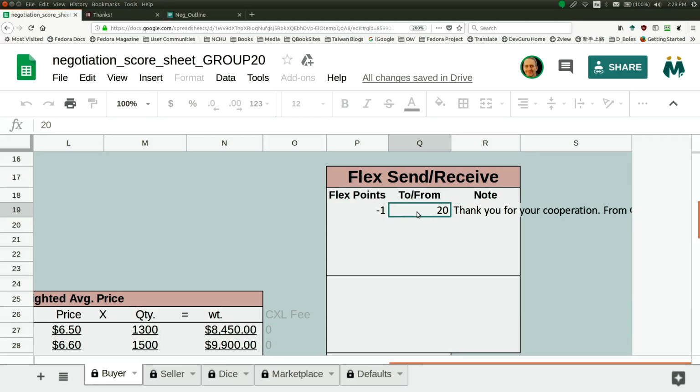Now, I'm not playing a game right now. If I was actually playing, it would also show group 1 is the one I sent it to. Right now, it's not showing that because I'm not actually playing a game. But normally it would show who it's from and who it's to, and the note I included is also here. So that's a way to send flex points.